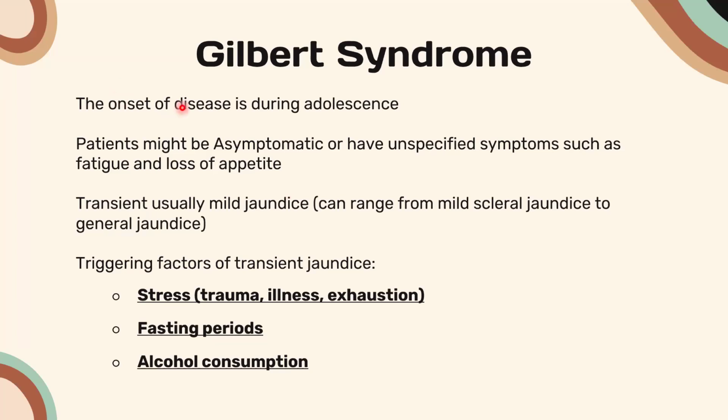The onset of this disease is usually during adolescence, and they might be asymptomatic or have unspecified symptoms, such as fatigue and loss of appetite. They usually end up having a mild jaundice, but it can range from mild scleral jaundice to generalized jaundice.